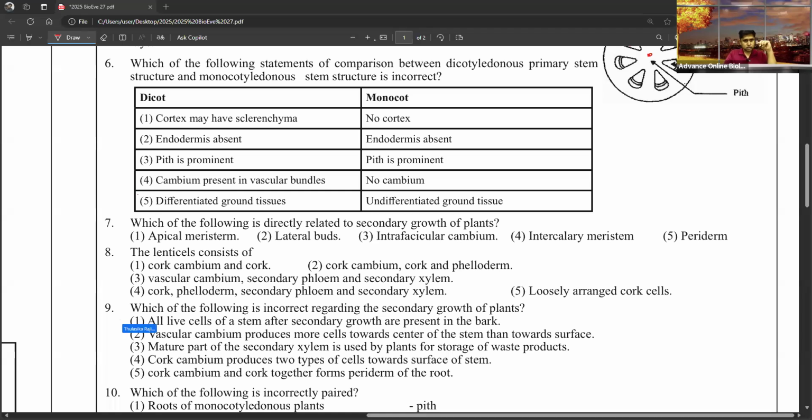So fourth question: the structure shown is a primary growth of the root.